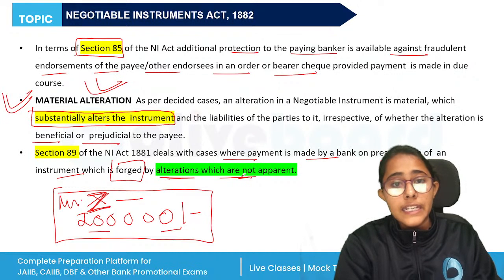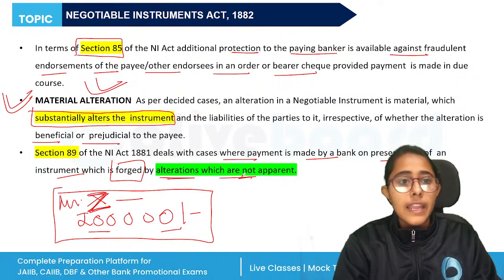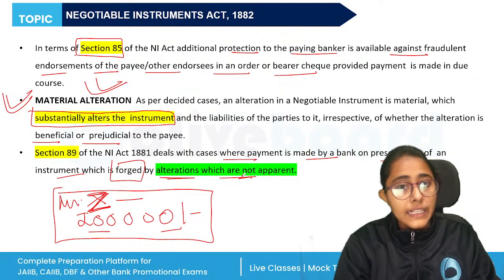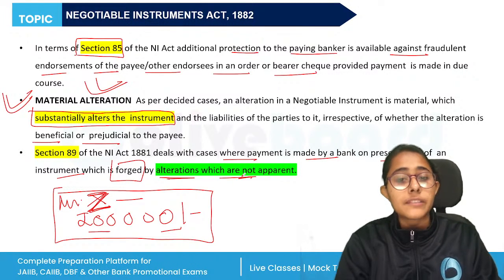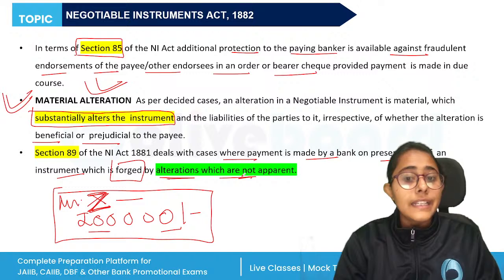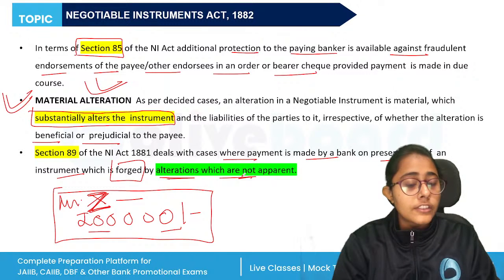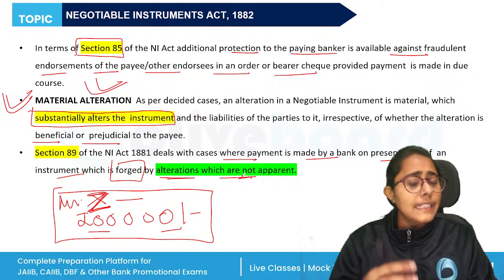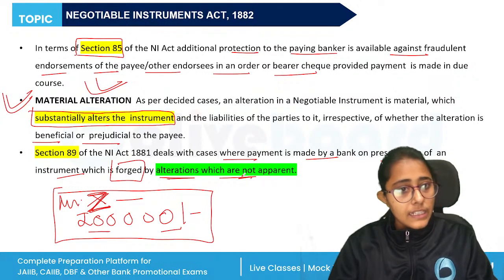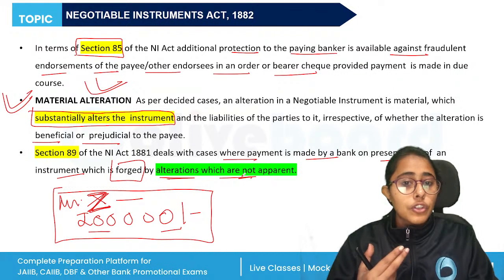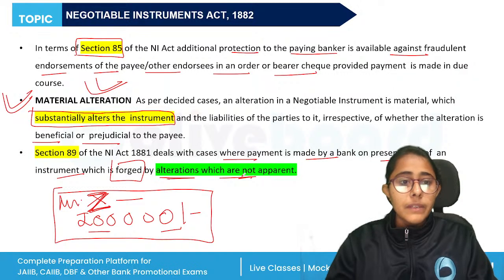So section 89 says that if any change is seen by the naked eye, that the check has been altered, then it is to be treated as void, erroneous, or fraudulent alteration, right? It should be visible to the naked eye. Now, there were many cases in which court decisions were taken in favor of the bank, wherein the material alteration was not apparent, right? And the banks were given protection.